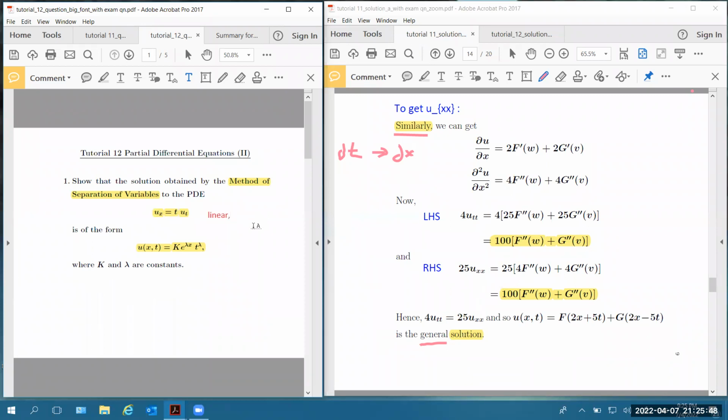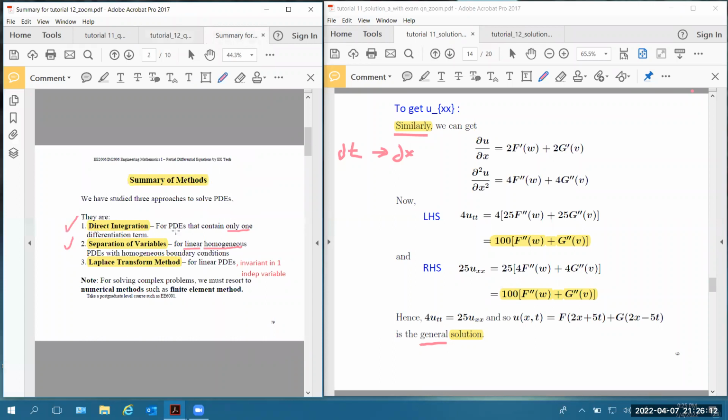All right. And you can also see that it is homogeneous. It is also homogeneous. Why? Because there's no term without u, right? Every term got u. There's no term without u. So therefore, it is a homogeneous equation. All right, so therefore, it's suitable to use this method of separation of variables. Okay, so now we know we want to use this method, right? So let's go and talk about this method.